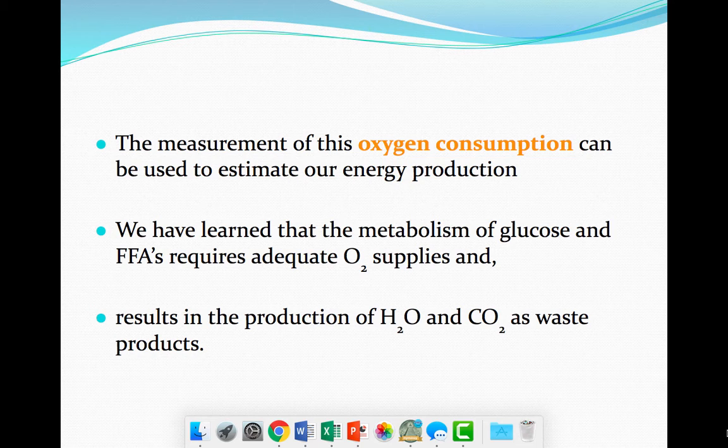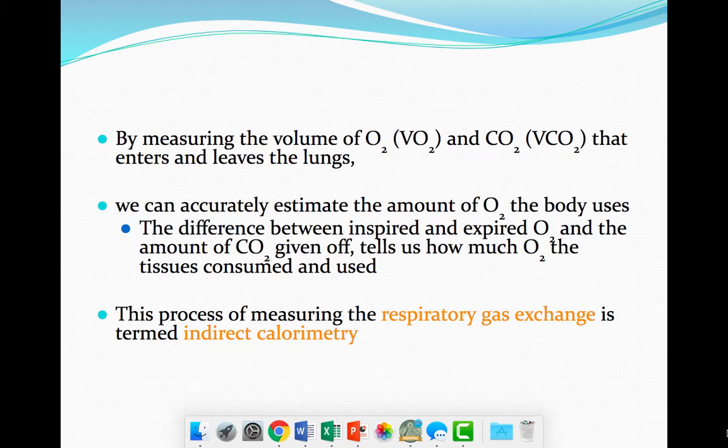Because we've learned, of course, that glucose and free fatty acids absolutely require that. And when the oxygen binds to those hydrogens in the electron transport chain, it results in the production of water. So by measuring the volume of oxygen, which we call VO2, and the volume of carbon dioxide, VCO2, we can accurately estimate the amount of oxygen that the body uses.